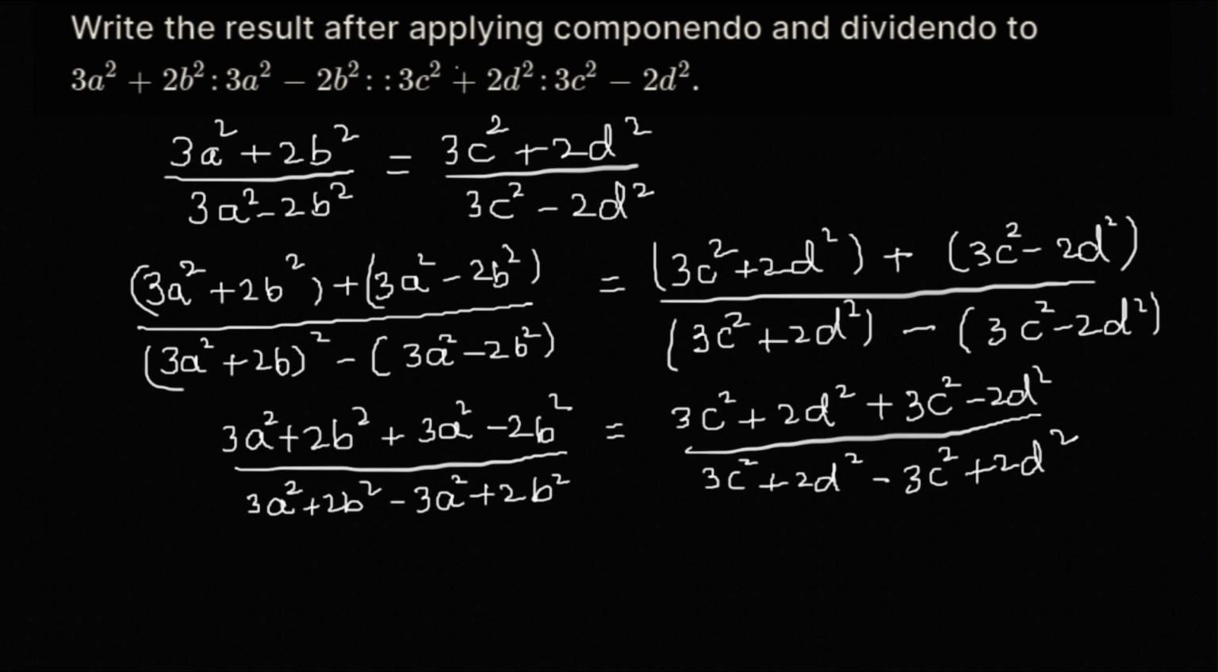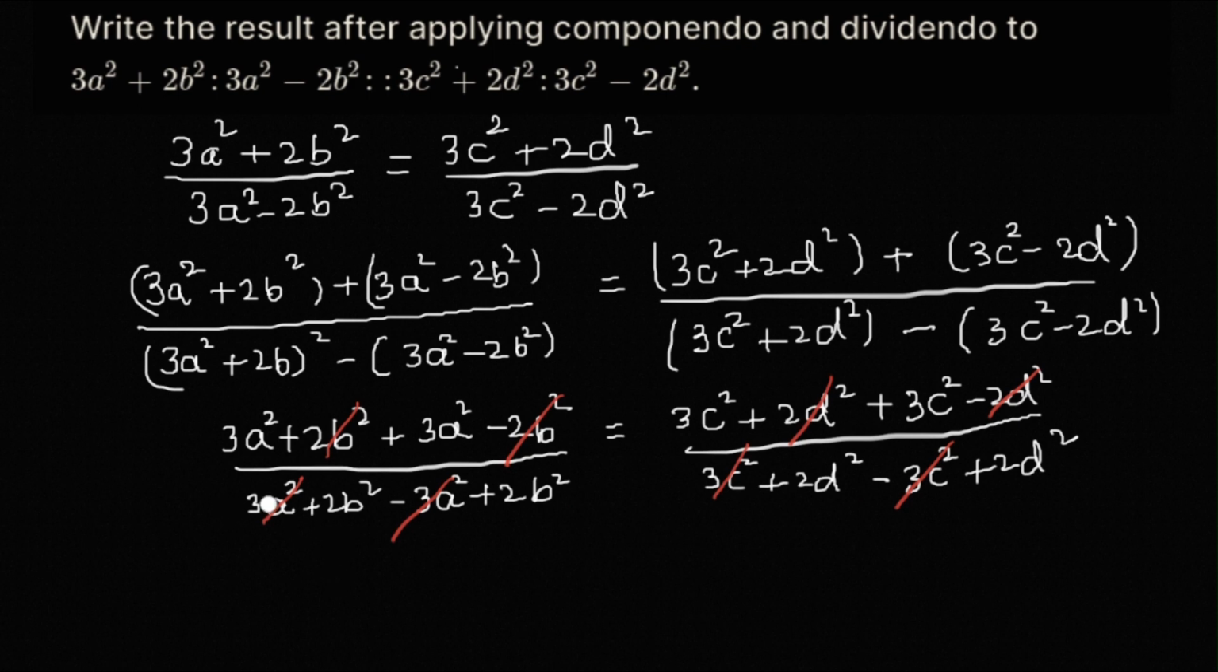Now we need to add the like terms and cancel the same terms which have opposite signs, like positive 2b square and negative 2b square. When you add them up, it's 0. So positive 2d square and negative 2d square. In the denominator, positive 3a square and negative 3a square, positive 3c square and negative 3c square.